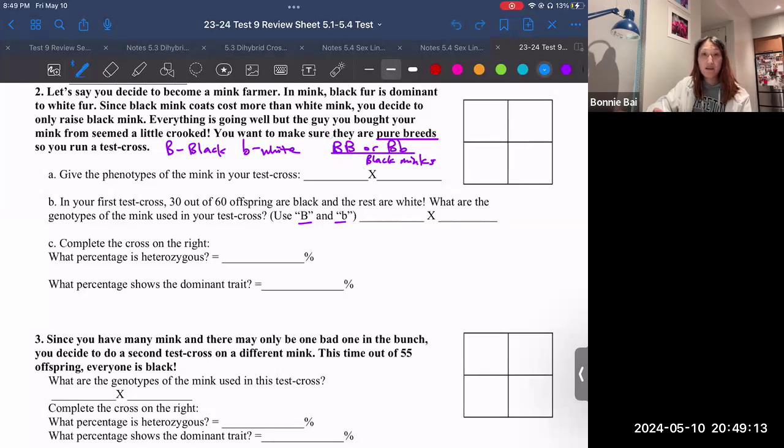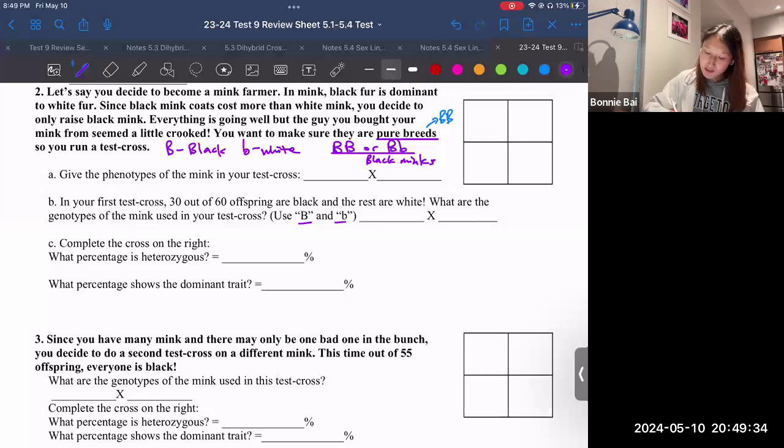Okay, purebred means homozygous, so that's big B. That's what I want, but I don't know if it is because all I see is black mink. I don't know which one it is. Hope you get the point, right? Like if I see you having brown eyes, I don't know if you're homozygous or heterozygous. Y'all have brown eyes. That's all I see. Okay, so you do a test cross.